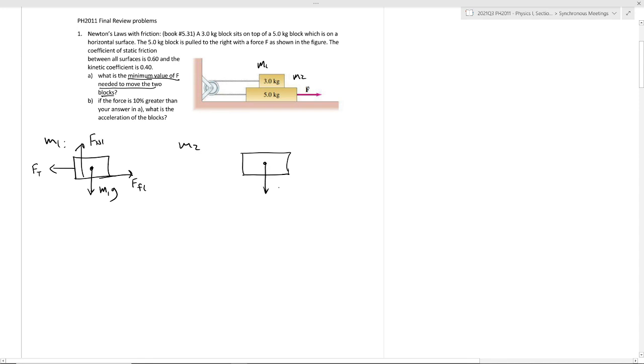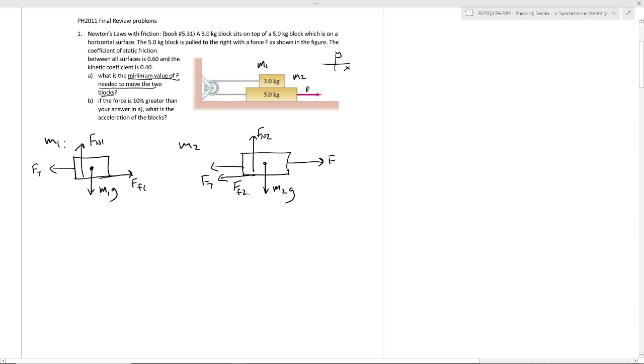So again, we would have M2's weight. We're going to have the normal force on M2. Again, we would have force of tension also to the left. Oh, I should mention too, we have our coordinate system. What else? We're going to have some other ones. So we would have the applied F to the right. Now, additionally, we would have a force of friction between the 5 kilogram block and the surface. Let's call this one F2.